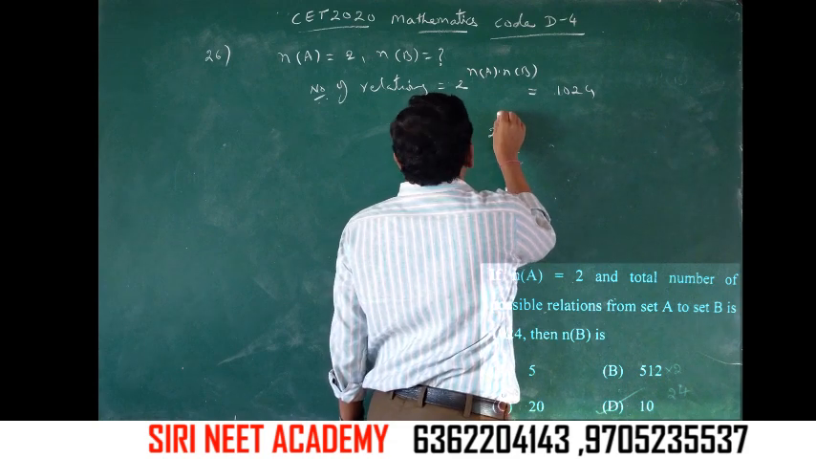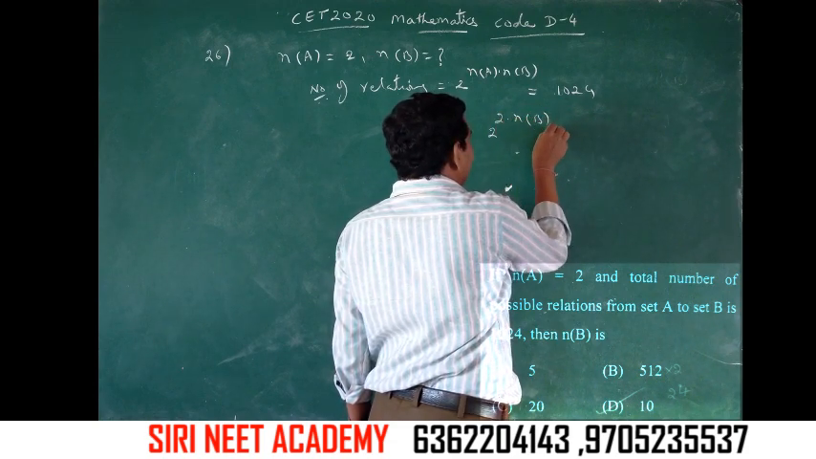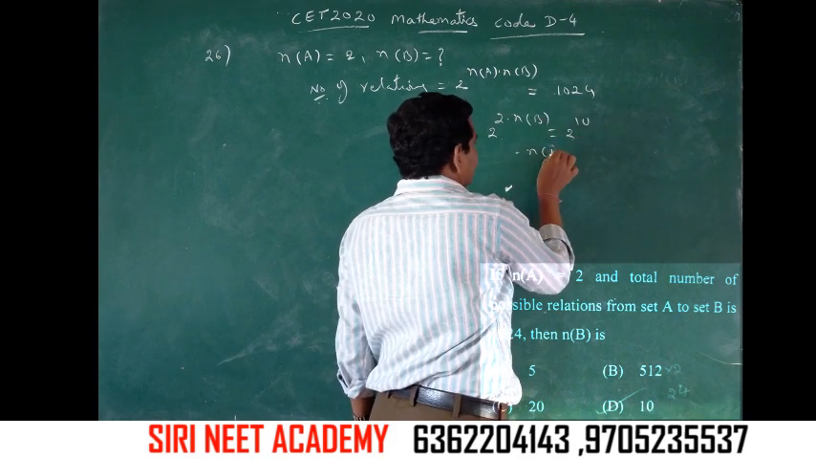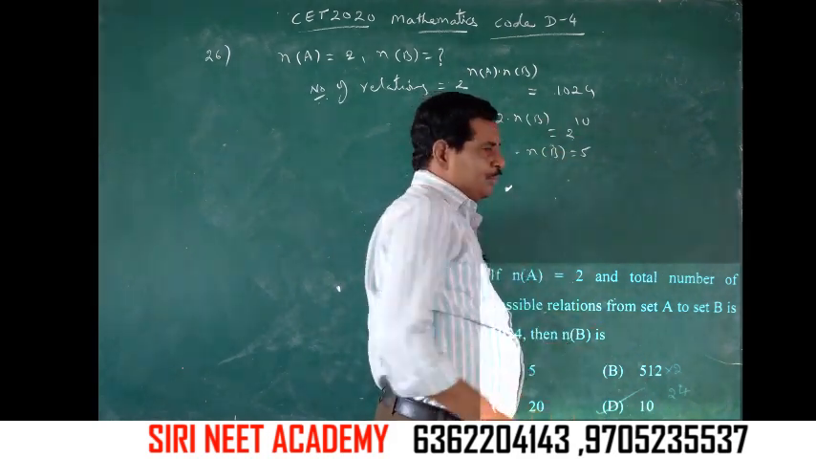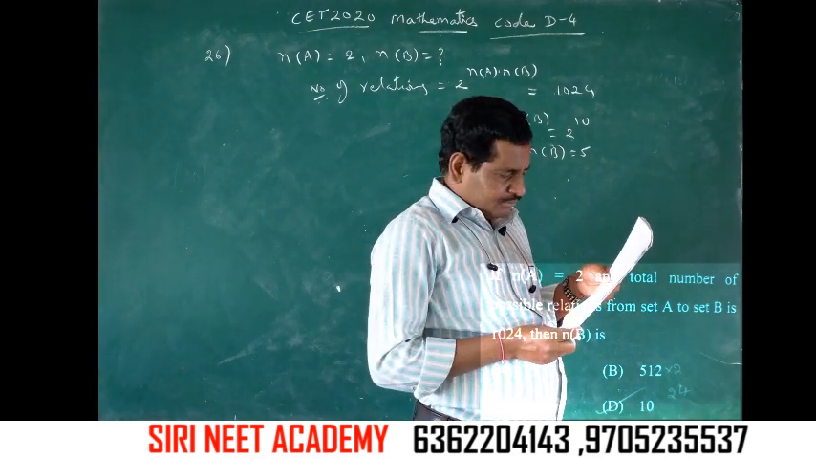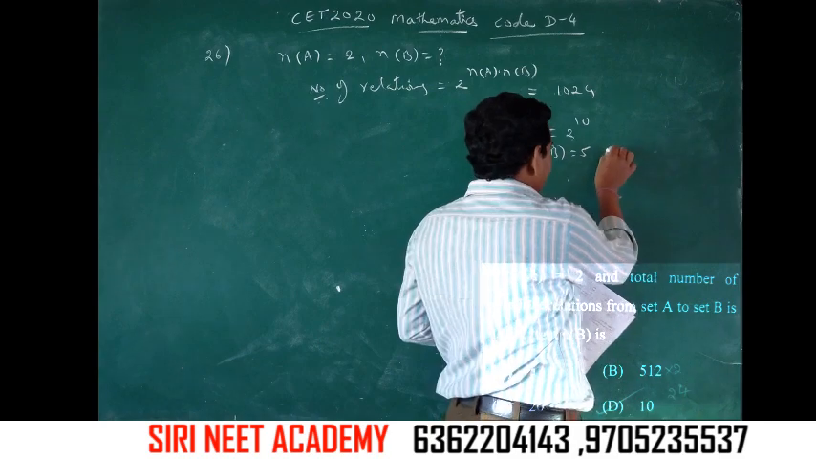2 power 2 into number of elements in B is equal to 2 power 10. Base equal, powers equal. Number of elements in B is equal to 5, which is option A.